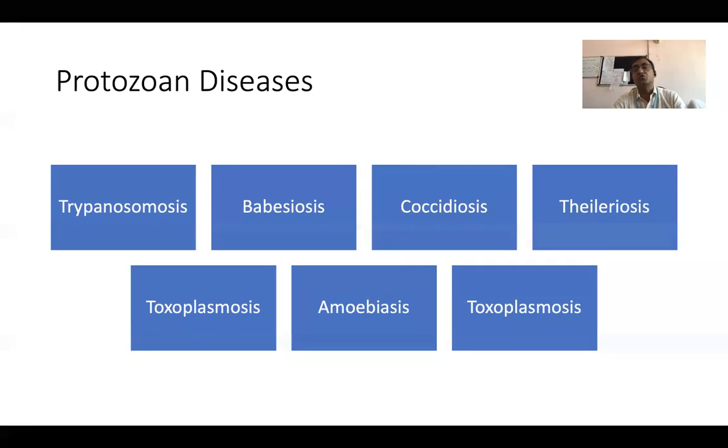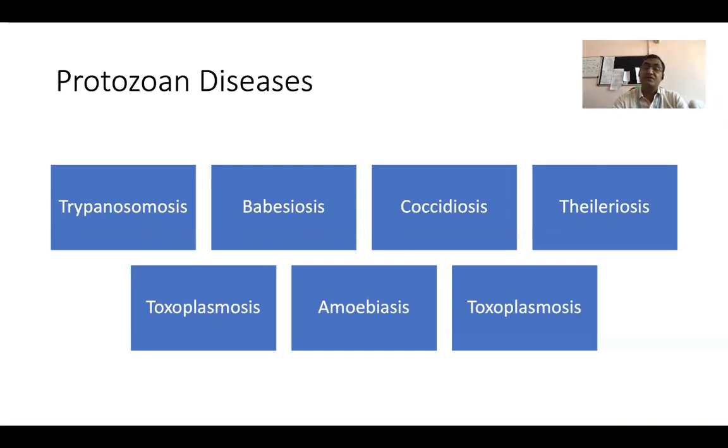If you search for mortality of felids in different zoos of India, you will find that most of them are caused by protozoa. These protozoans are very important, and the first one I am going to talk about is trypanosomiasis, which we may call trypanosomosis. Now the terminology has changed. We call it osis, not asis.